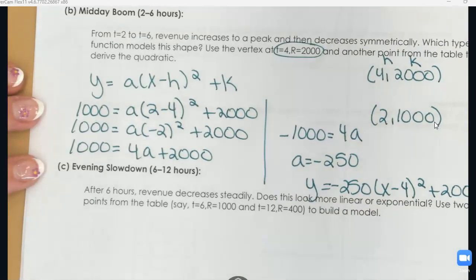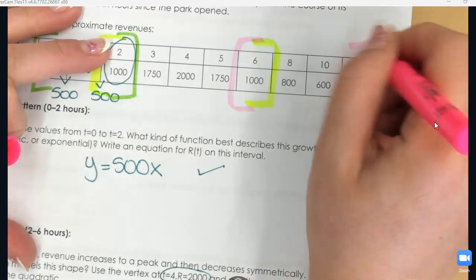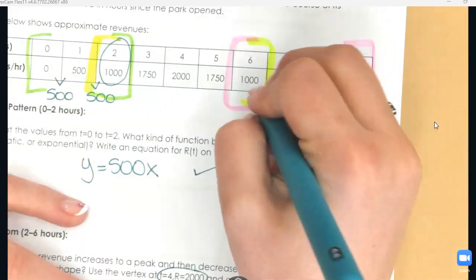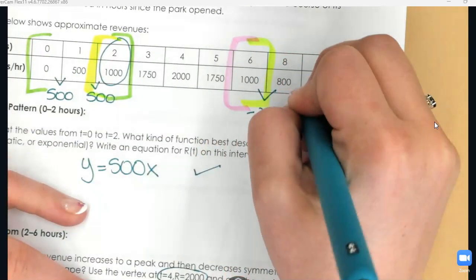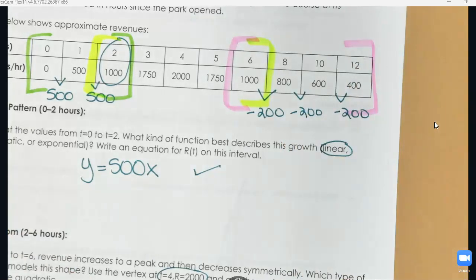And then lastly, our evening slowdown. So I'm looking from hours 6 to 12. Is this exponential, linear, or quadratic? Well, I can see that I am decreasing by the same amount over each of those hours. So this is linear again.